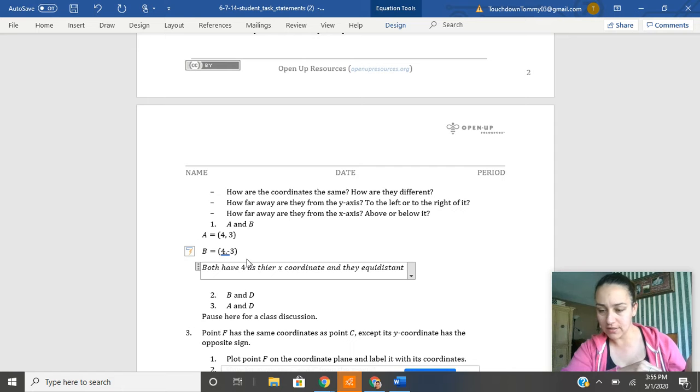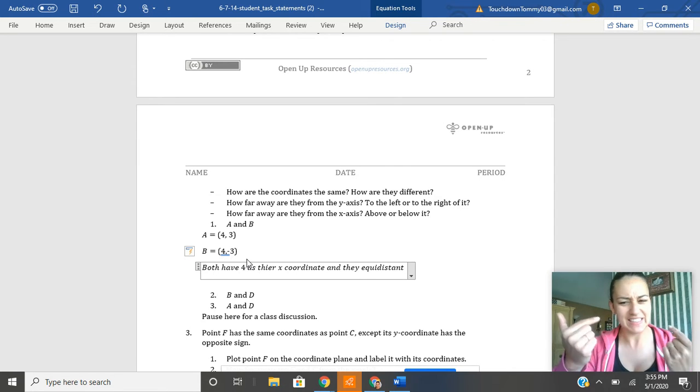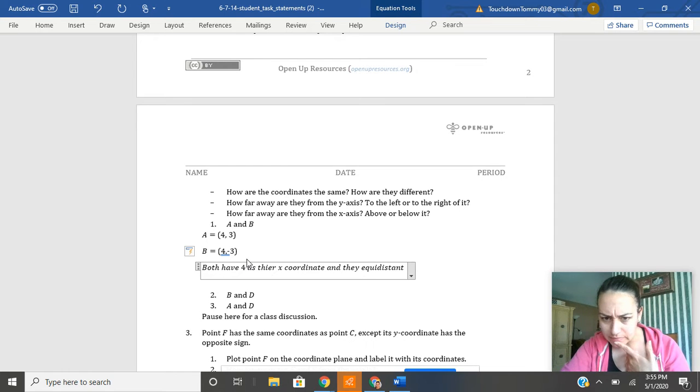I hope I'm spelling that right. If not, I guess hopefully the spell check will catch me. Great at math, not good at spelling. Not my thing. Equidistant. Sure.